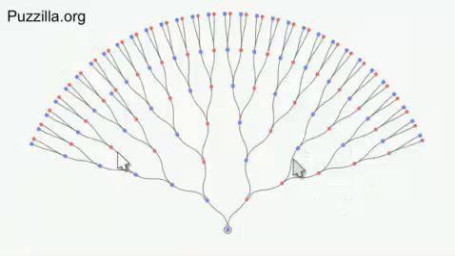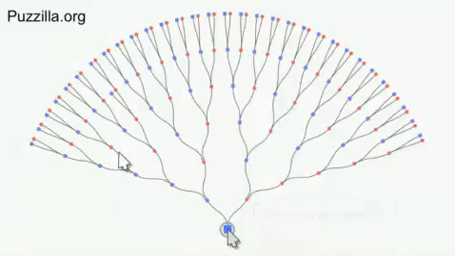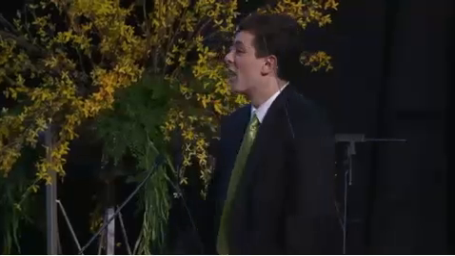I used my LDS account to log into Puzilla. It scanned our tree and made this fan. Males are the blue squares, females are the red dots. This is me. There you are. And this is you. Where am I? There I am. There he is. There we go. And all these red and blue squares are ancestors in our direct line.